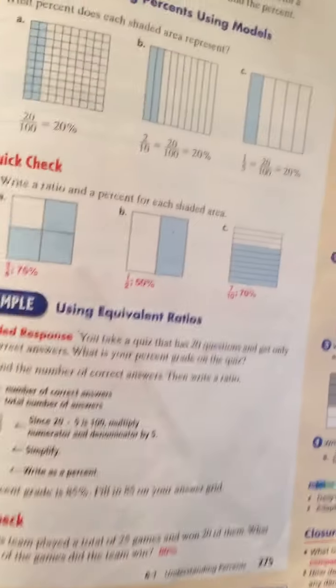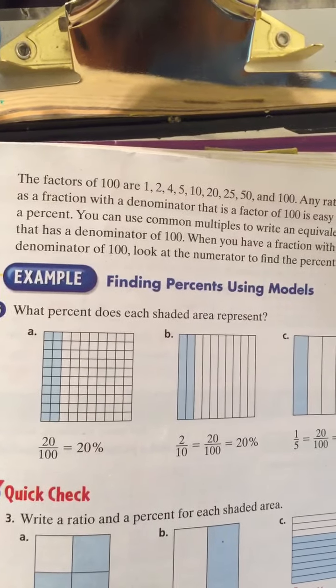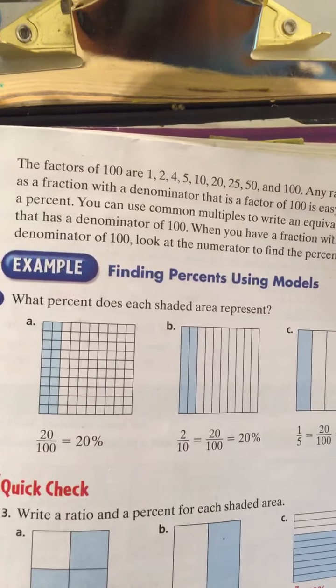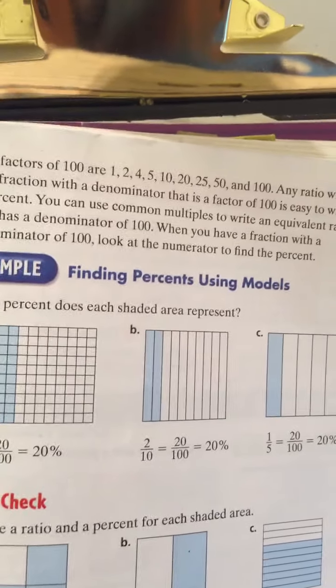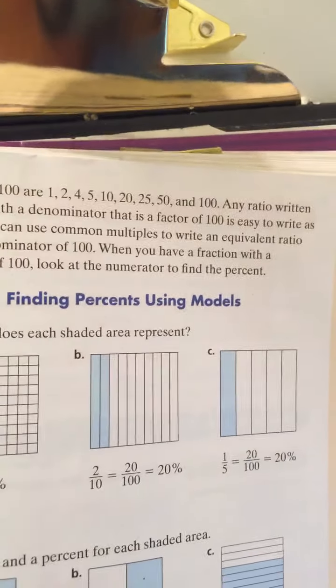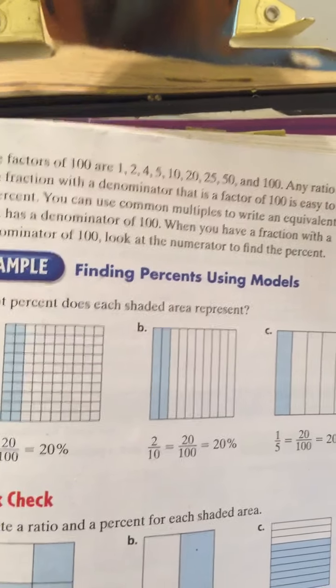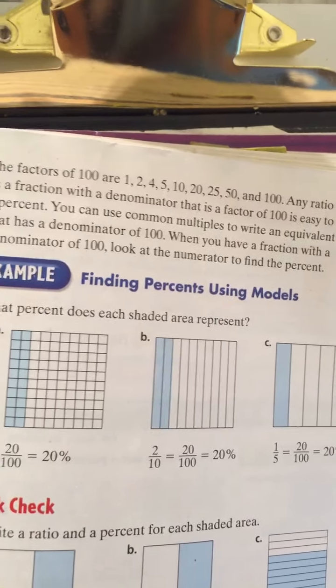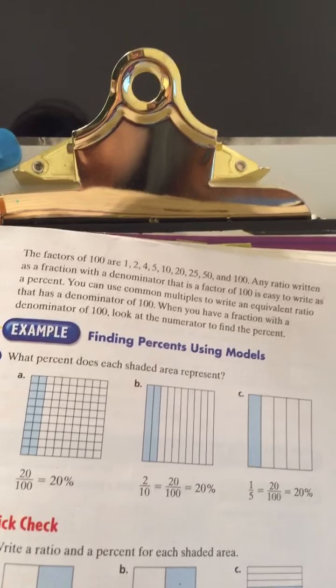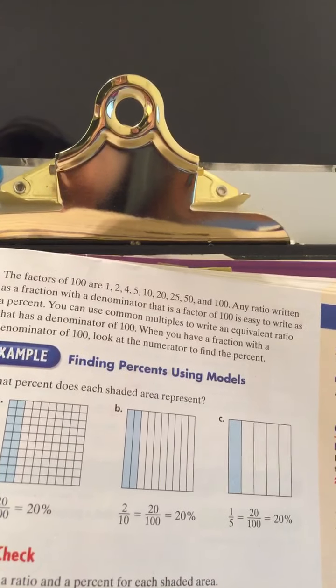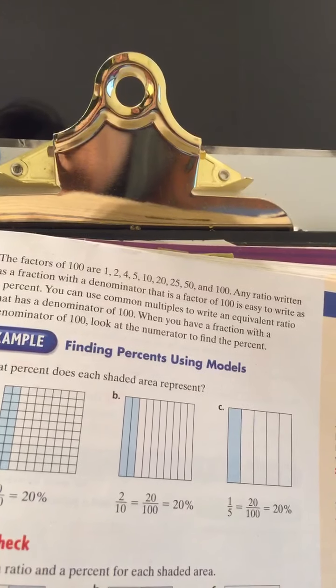Okay, so I want you to look at page 275. At the top, this is very important. The factors of 100 are 1, 2, 4, 5, 10, 20, 25, 50, and 100. Meaning you can take any one of these numbers and divide them into 100, and you're going to come up with an even answer. So any ratio written as a fraction with a denominator that is a factor of 100 is easy to write as a percent. I'm going to explain that in a minute.